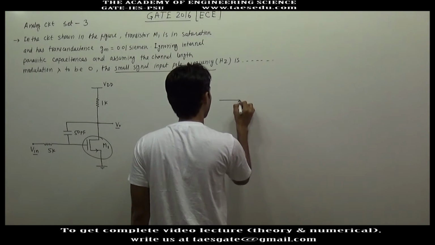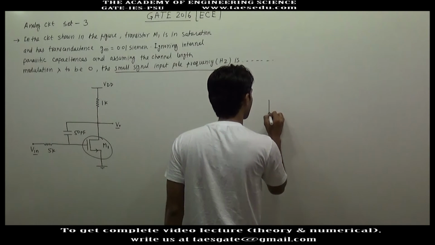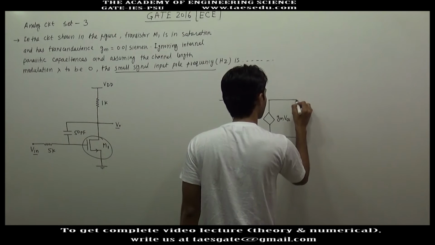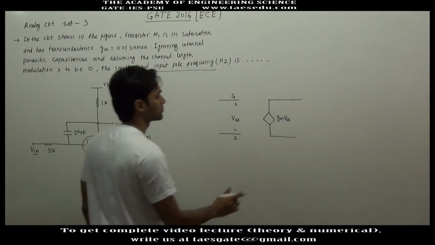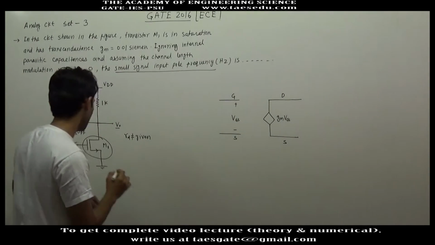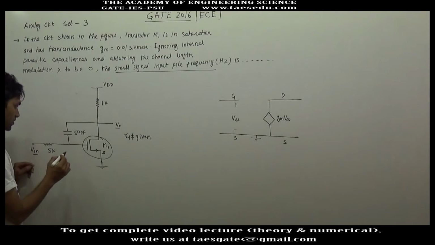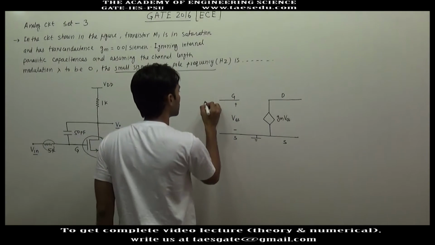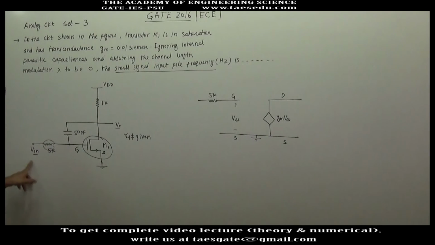In the AC model we will have this is G, this is S, and here we will have VGS, a voltage dependent current source. This is GM into VGS. RD is not given, so we will take it as infinite, and we will not draw any resistance here. This is drain, this is source, and source is connected to ground. The gate is connected to 5 kilo ohm, and then we have input here, and input voltage is always taken with respect to ground.